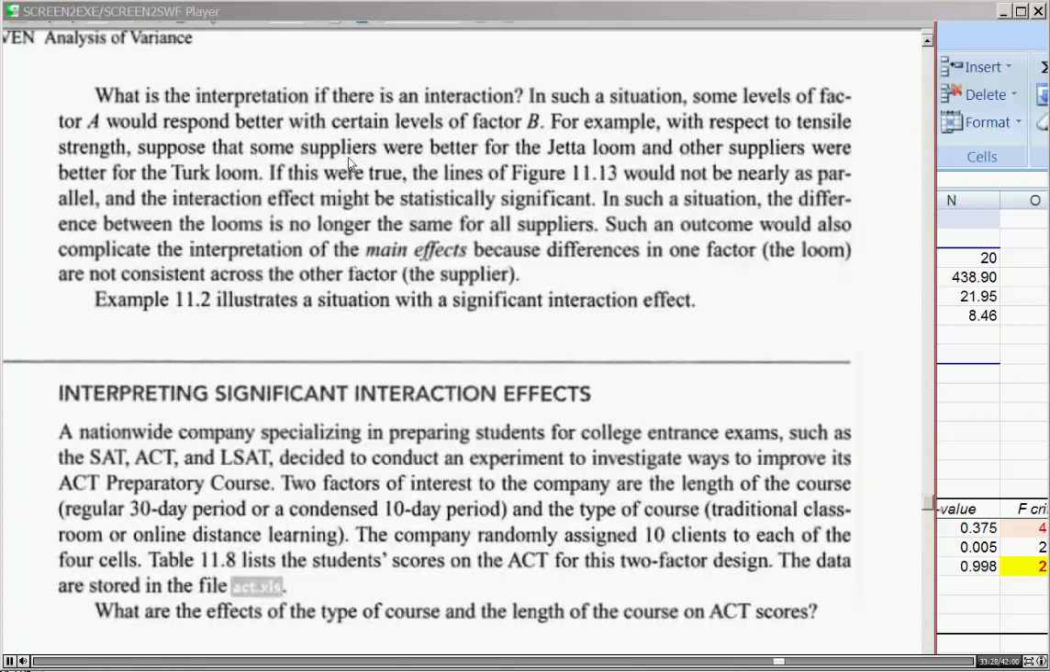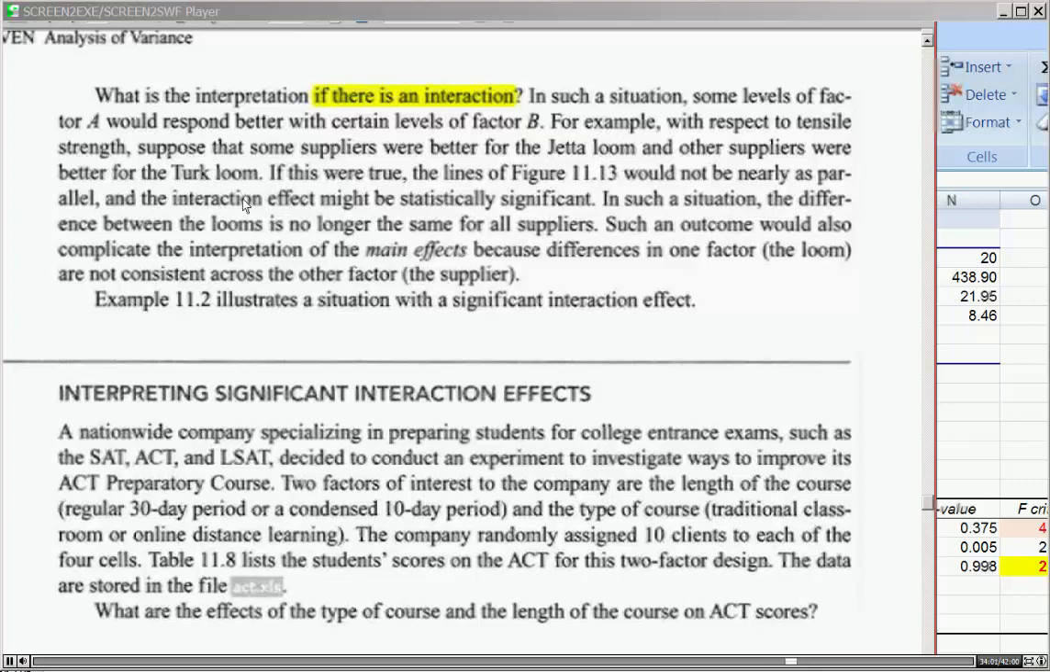We're going to reproduce that graph in a second. What is the interpretation if there is an interaction? In such a situation, some levels of factor A would respond better with certain levels of factor B. For example, with respect to tensile strength, suppose that some suppliers were better for the jet loom and other suppliers were better for the circle loom. That makes perfect sense, actually.